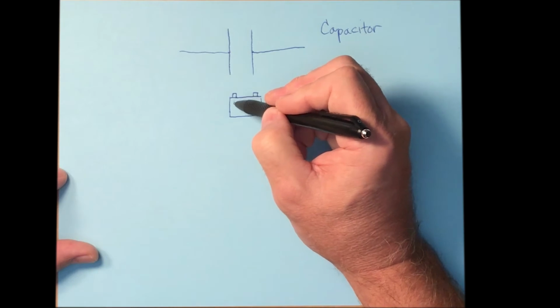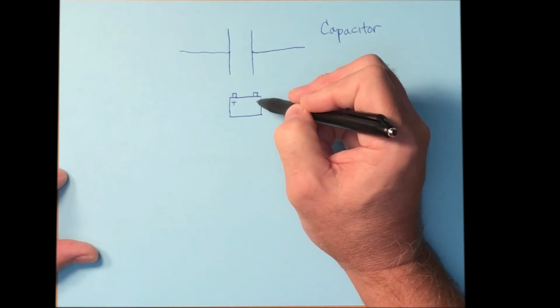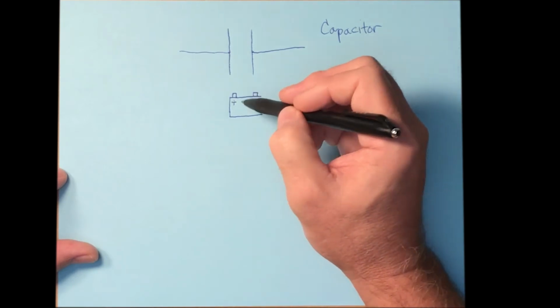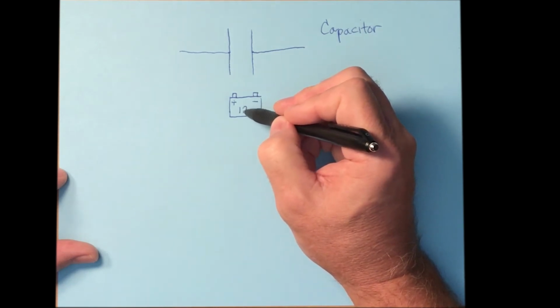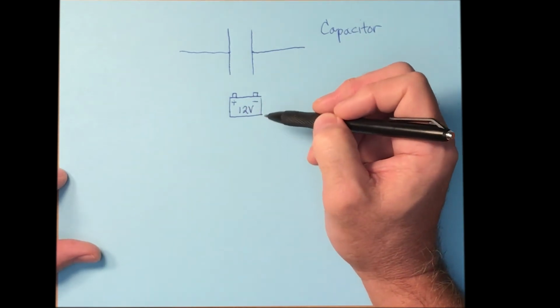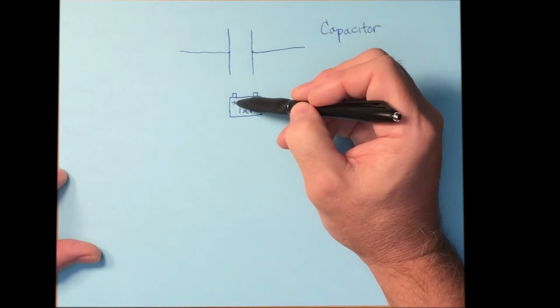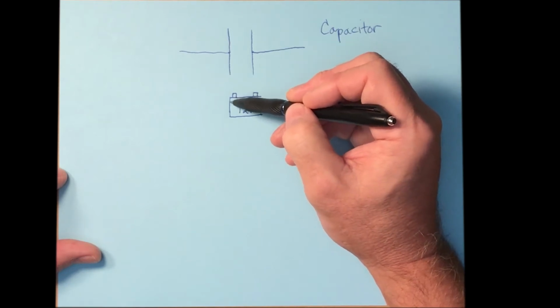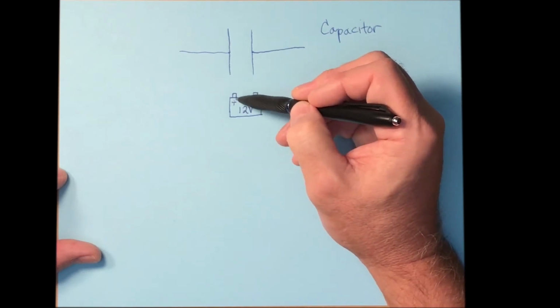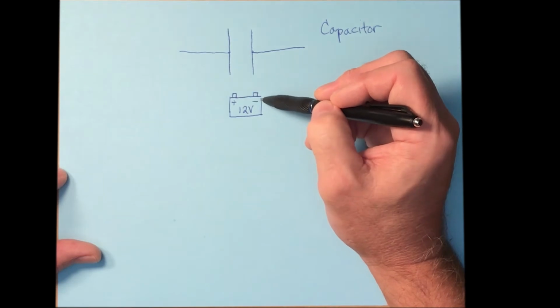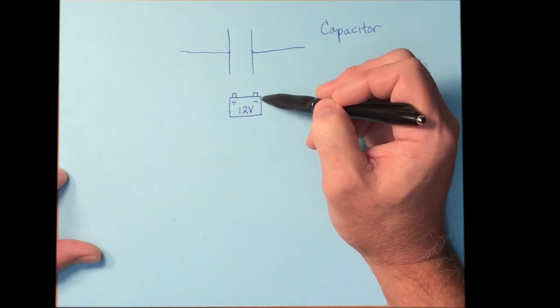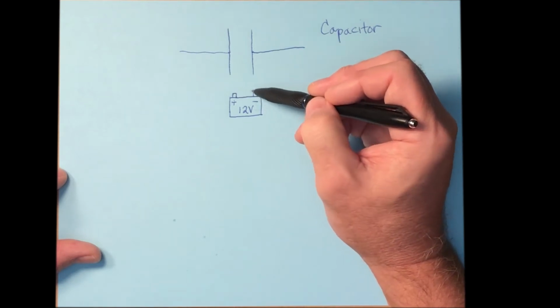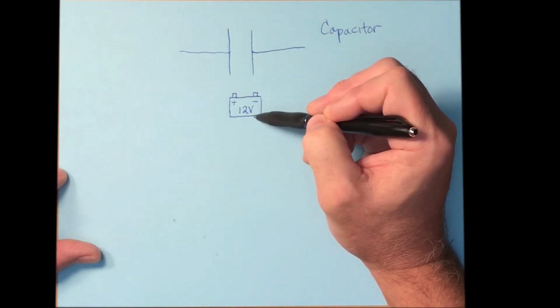So if this is the positive terminal of the battery, this is the negative terminal of the battery, and we'll say this is a 12-volt battery like a car battery, then the plus here does not mean plus charge. The plus here, in the case of the battery, means that this is the higher potential pole of the battery, and then the negative indicates that this is the lower potential pole of the battery. But the potential difference between the two poles is 12 volts.